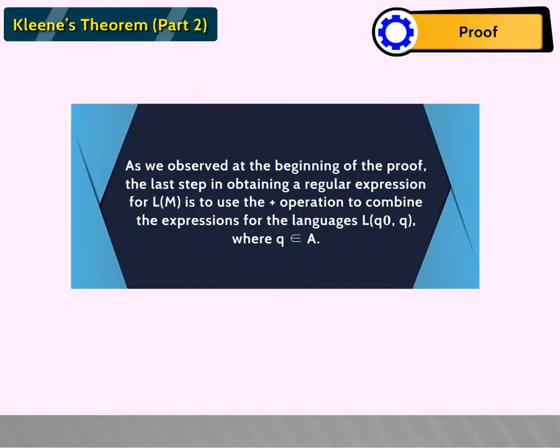As we observed at the beginning of the proof, the last step in obtaining a regular expression for L(M) is to use the plus operation to combine the expressions for the languages L(q0, q), where q belongs to A.